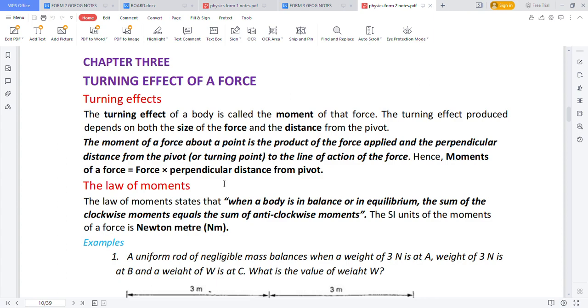Number 3, chapter 3, it is going to be the turning effect of force.